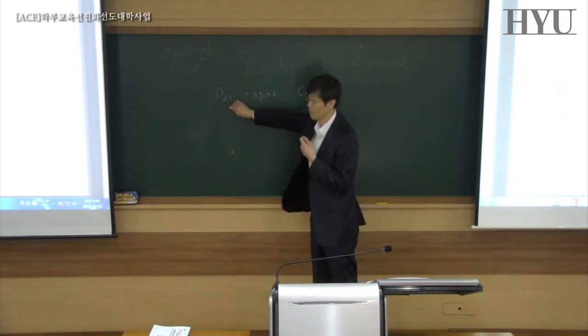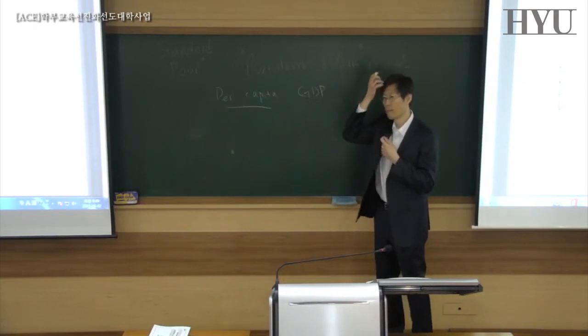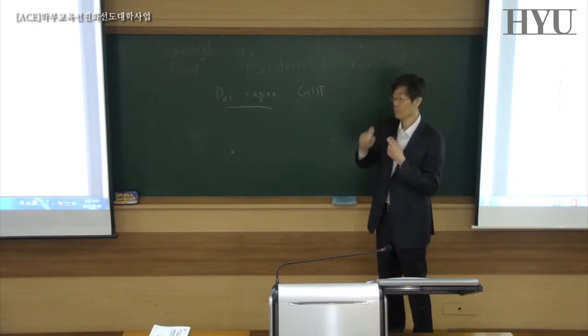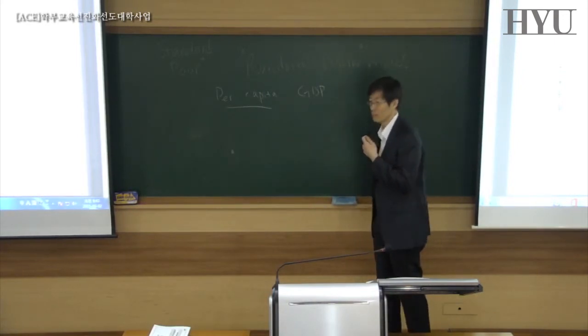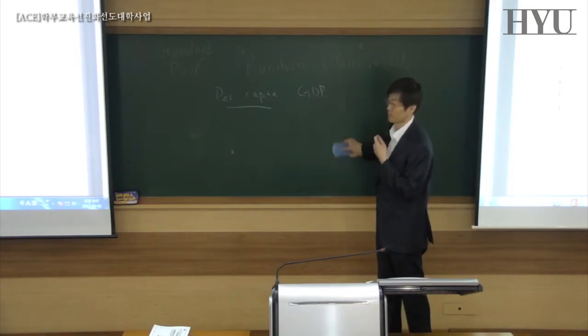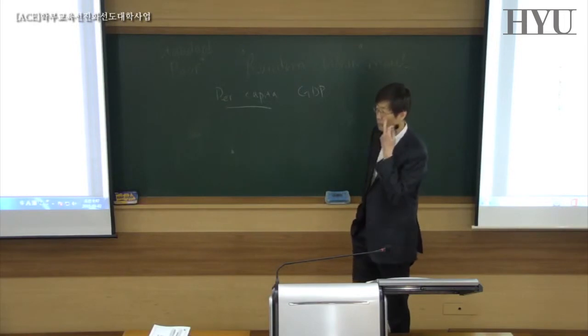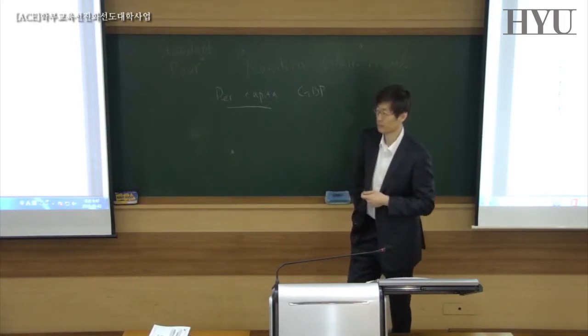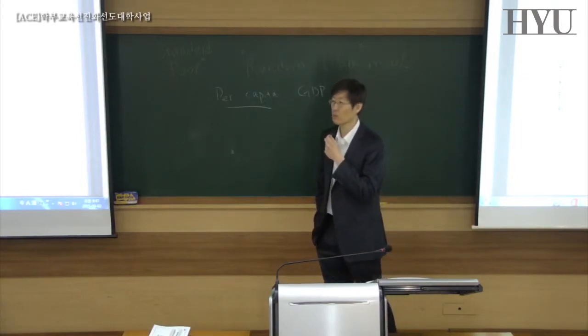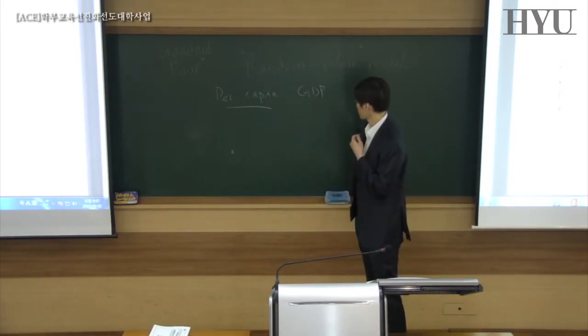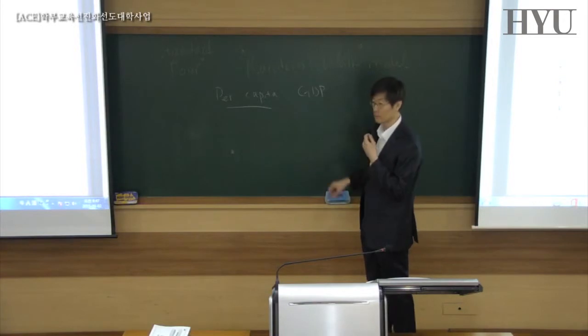What's per capita? Per person. Yeah, what's GDP? Economy. Yeah. So total income. So strictly speaking, that's gross domestic product.